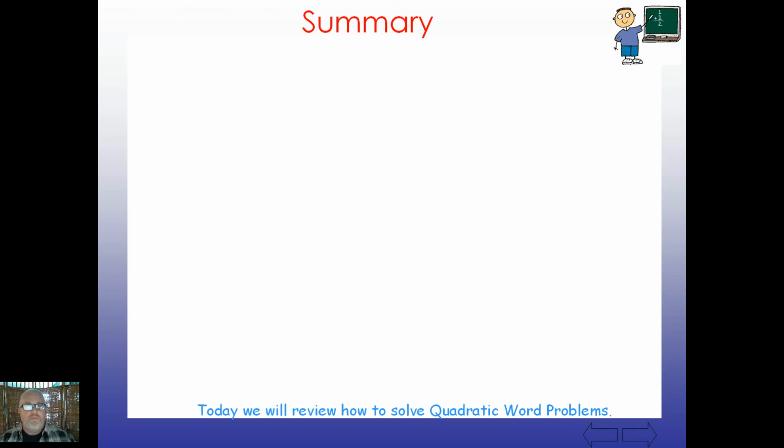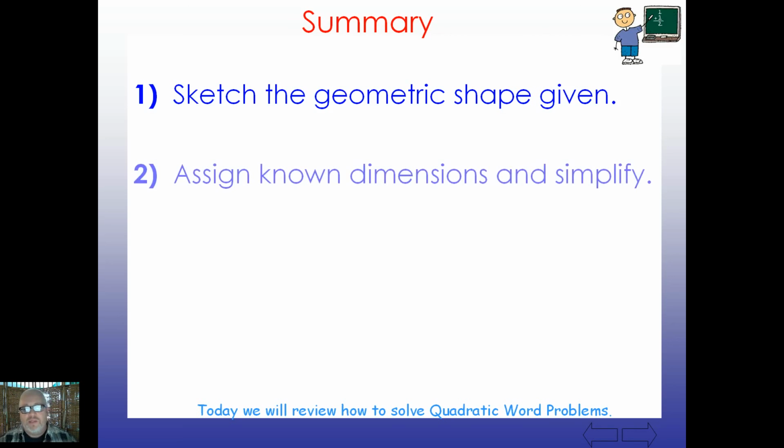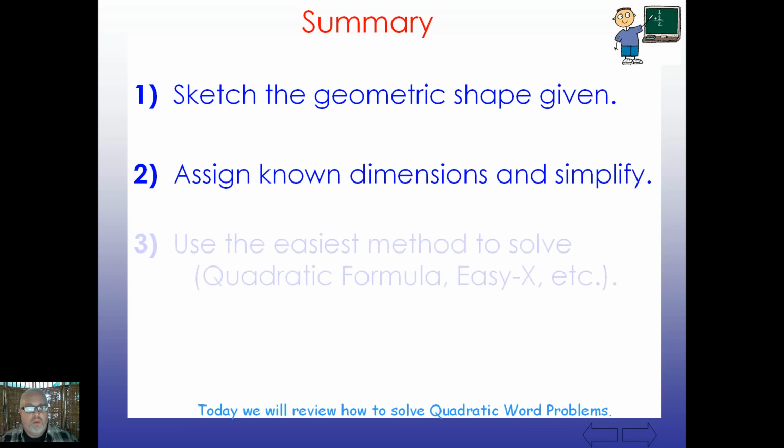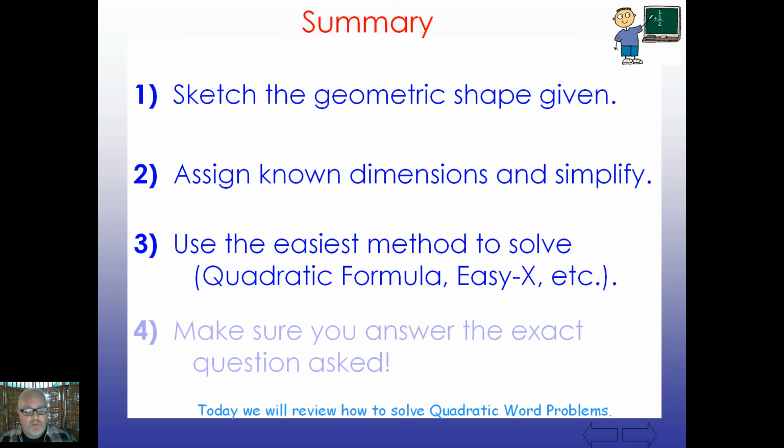All right, here's the summary for you. Make sure that you remember to sketch geometric shapes whenever you see them. Assign known dimensions, and then try to simplify. So plug in what you know, and then figure out how do I find area, how do I find circumference, or whatever they're asking you to do. And use the easiest method to solve. Quadratic formula, easy x, whatever you find the easiest to use. You have lots of tools at your disposal now, so use what you like. Quadratic formula will always work when finding zeros.